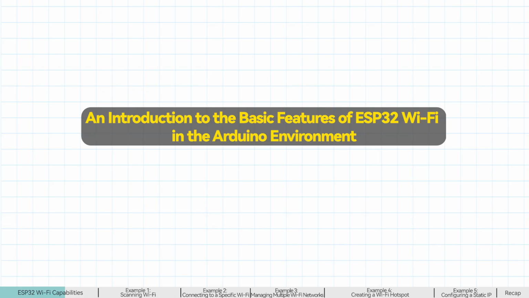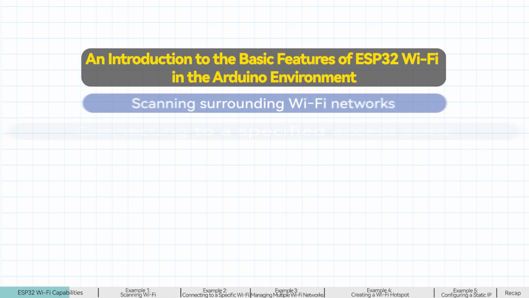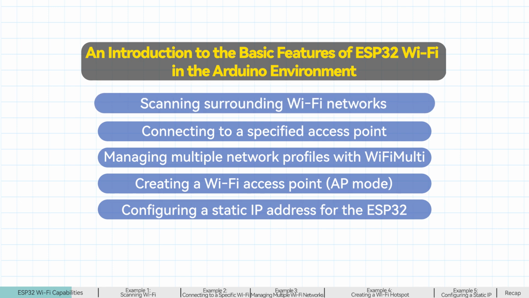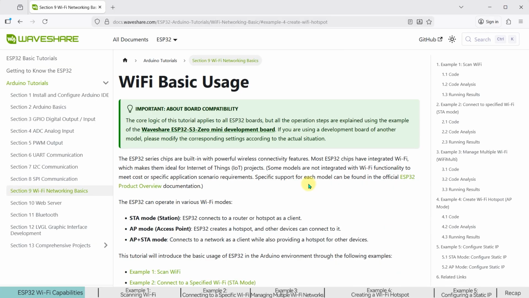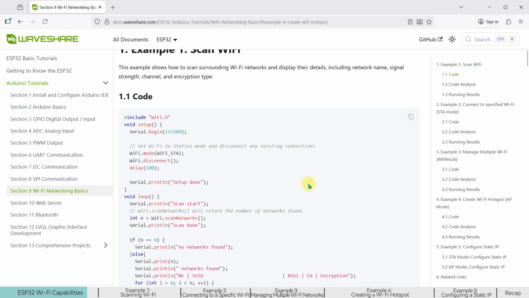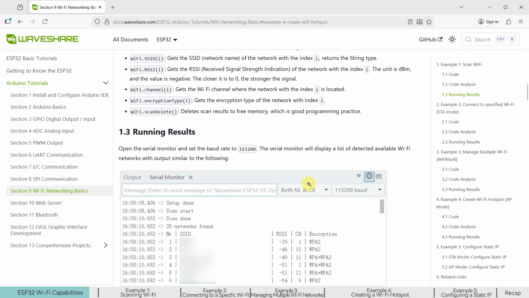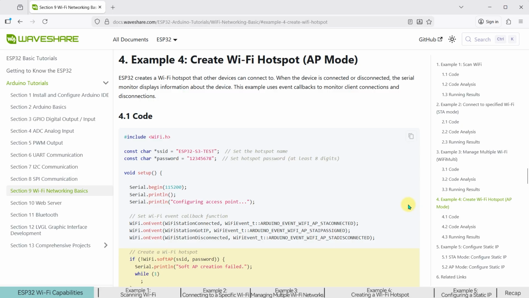In this lesson, we will cover the basics of using ESP32 Wi-Fi in the Arduino environment through 5 examples: scanning surrounding Wi-Fi networks, connecting to a specified access point, managing multiple network profiles with WiFiMulti, creating a Wi-Fi access point, configuring a static IP address for the ESP32. You can use the progress bar below the video to jump to any section you are interested in. The code and related instructions for each example can be found in the tutorial document linked in the video description.